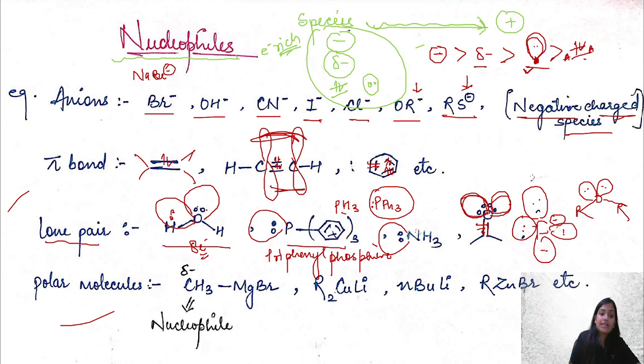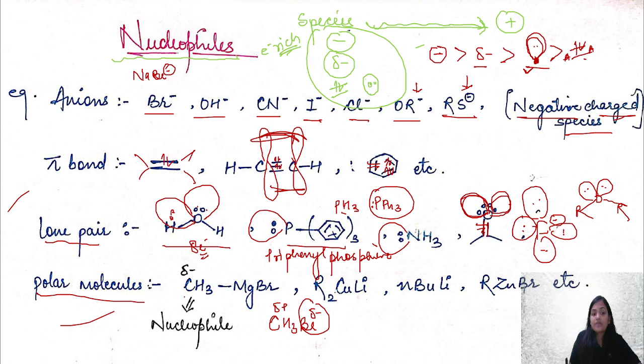Now, the last thing: polar molecules. Because of the polarity, because of the electronegativity difference, we have a partial negative charge. Just like in the case of CH3Br, I could say that this is partially negative and this is partially positive, right? So ultimately Br negative is said to be nucleophilic.